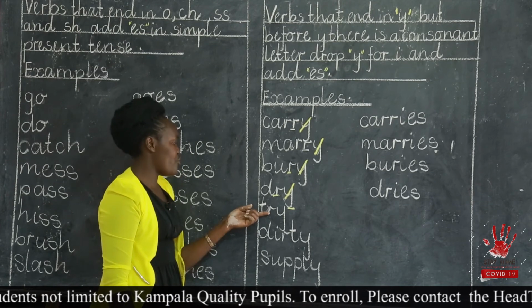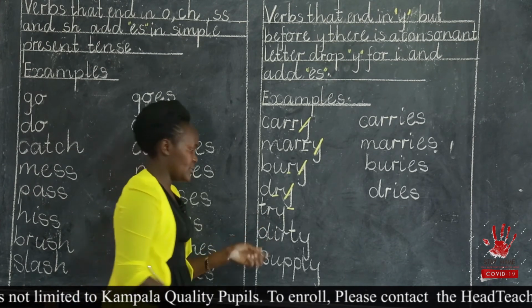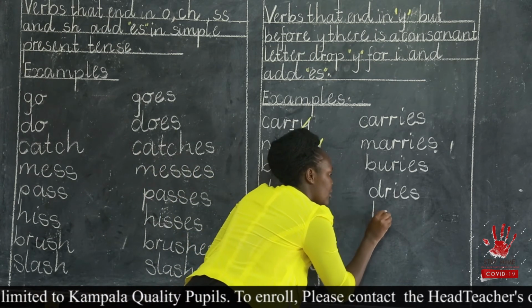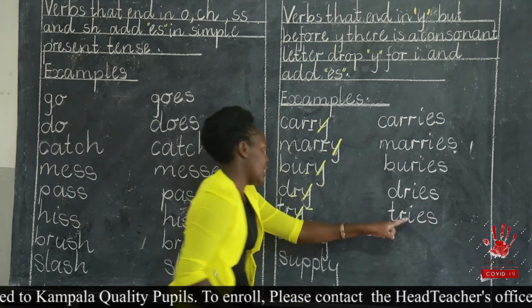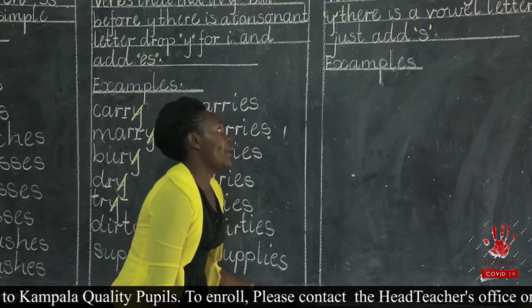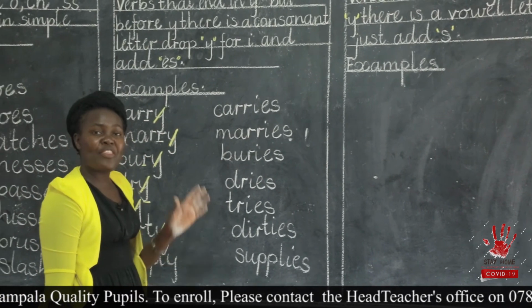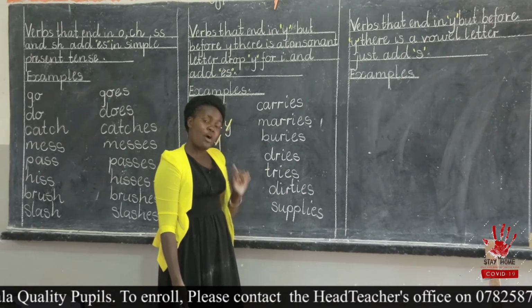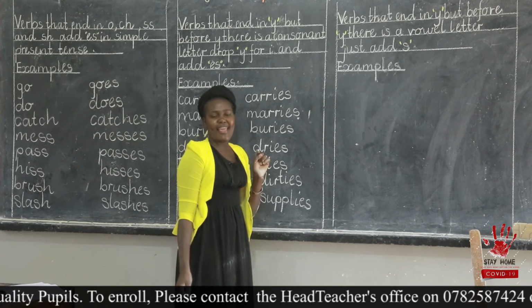Let's go to try. It ends in Y. Before Y, there is a consonant. We shall drop letter Y and we shall write I in the place of Y and add ES. We shall have tries. Okay. Having looked at these verbs that end in Y, but before Y there is a consonant, remember we said we drop Y for I before we add ES.